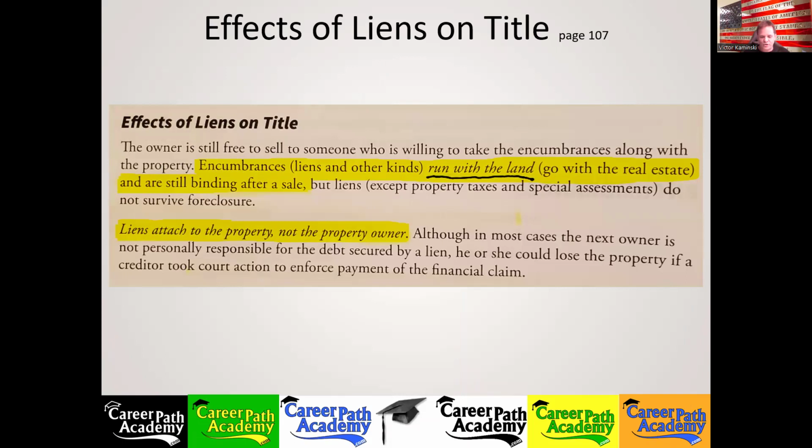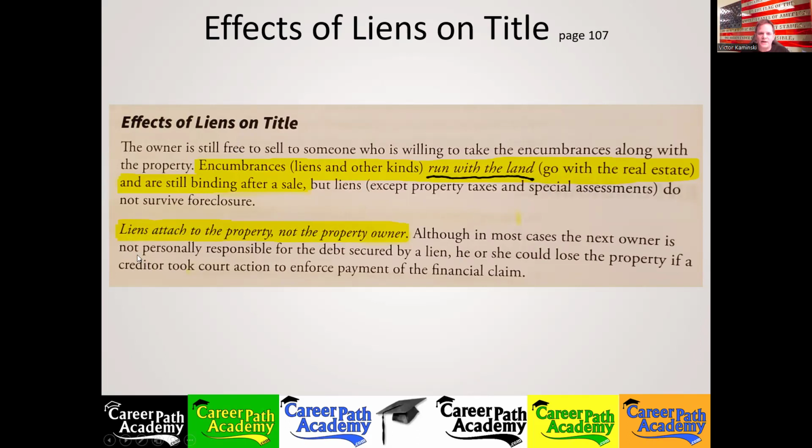Yes. Sure you can, because you may not have done any title searches, or maybe you did the title search and found out that there was a lien on the property, but you decided to go through with the purchase anyway, for whatever reason. So yeah, you can purchase it. That lien will pass on from one owner to the next, because liens attach to the property, not to the property owner. And that's the very next sentence here. Liens attach to property, not the property owner.